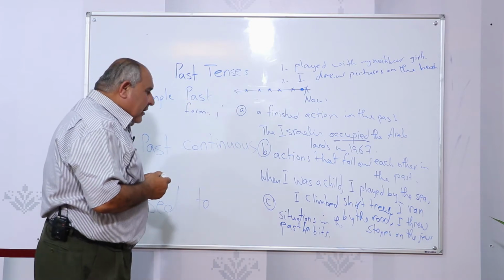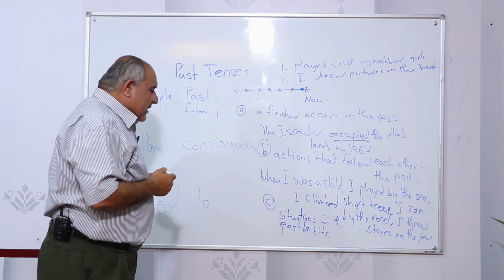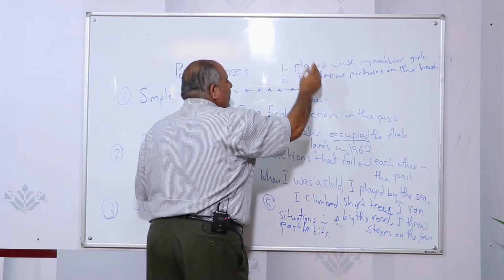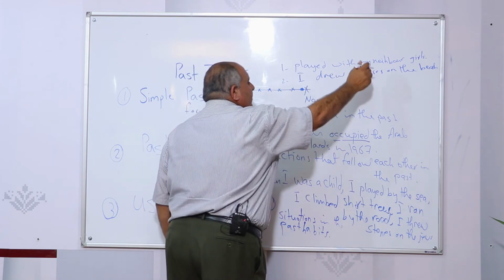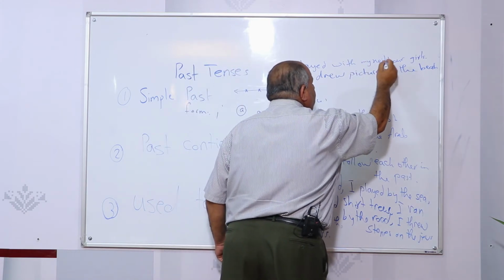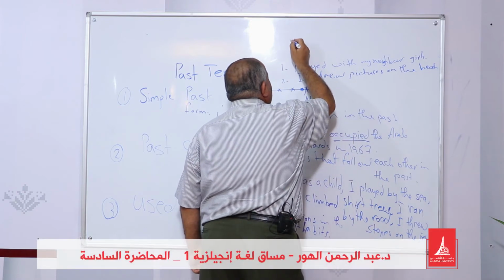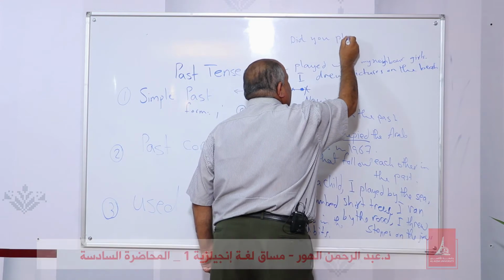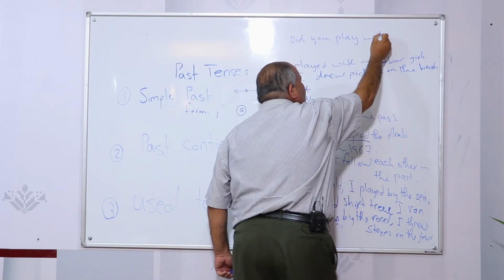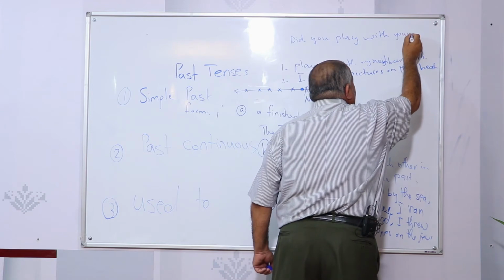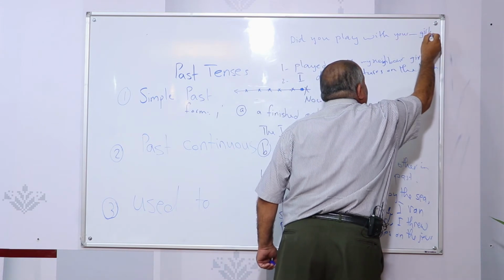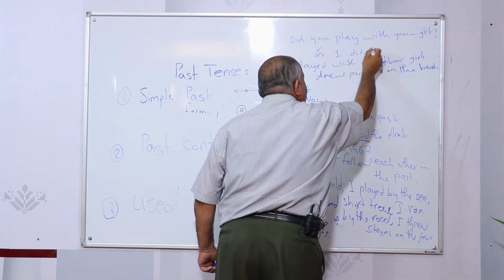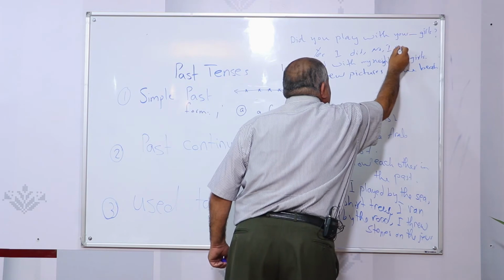Now, can we make a question with the simple tenses? This is true. Any sentence in the simple past, for example, I played with my neighbor girls, we say, did you play with your neighbor girls? The answer is yes or no. Yes, I did. Or no, I didn't.